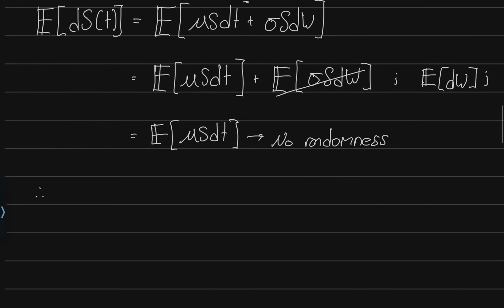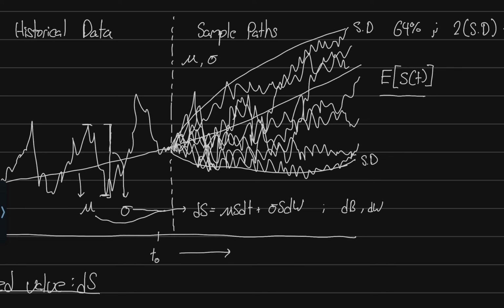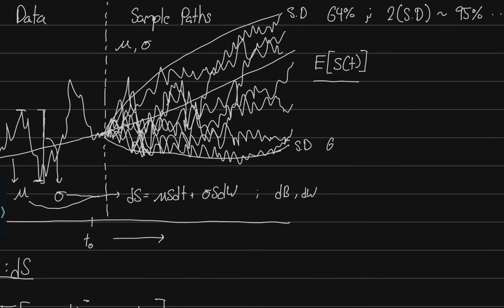Therefore, our expected value for the differential of our stock price as a function of time is just going to be our mu S dt, which is just our drift. So we can calculate our standard deviations, or 68%, and we can transition that into 95% if we multiply it by 2 if we so desire. But our expected value of our function is just going to follow this geometric drift.